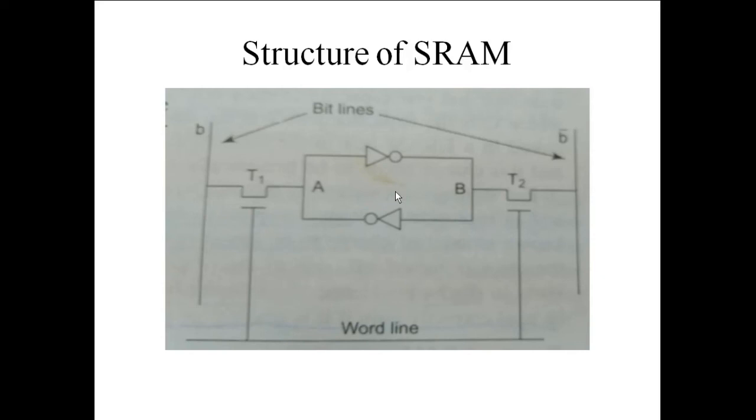If we want to execute the read operation, at first the word line is high, so this switch is open, this switch is open, so the content of this loop is passing through this transistor to the bit line B, and the complement information is passing through the transistor T2 and provided to the B bar. In this way we can store the data and read and write operations are executed.